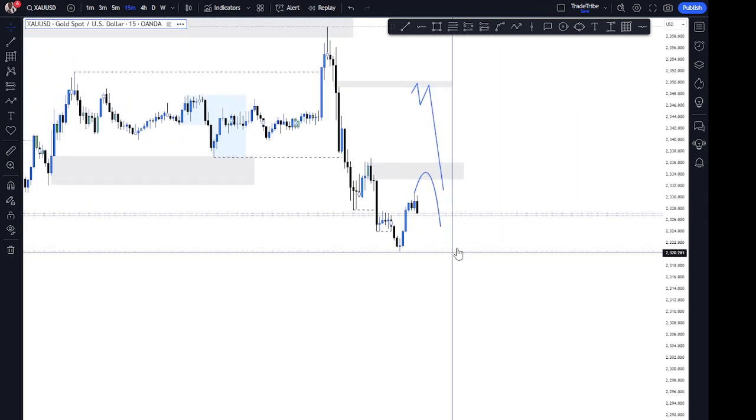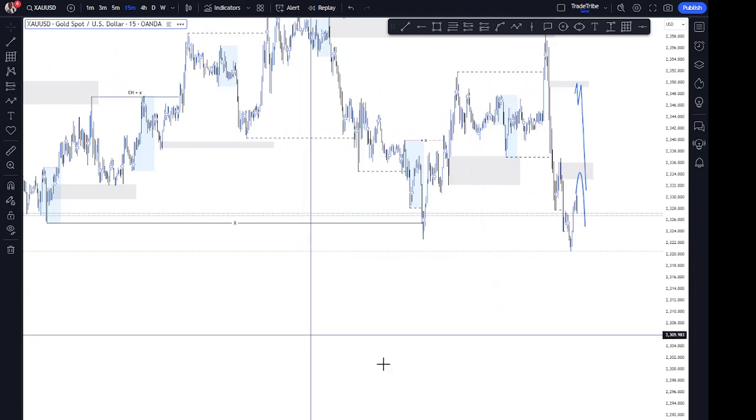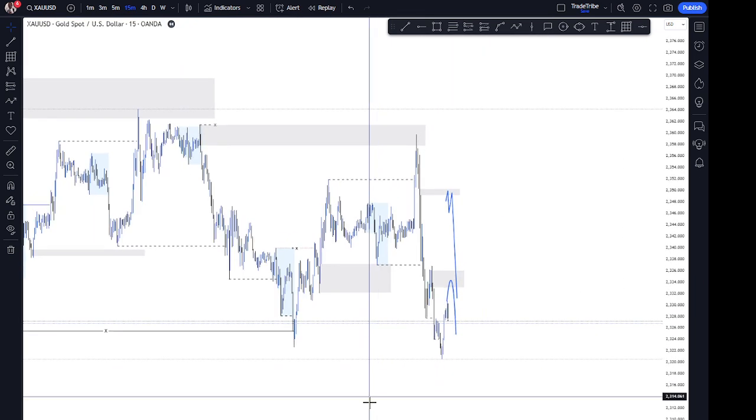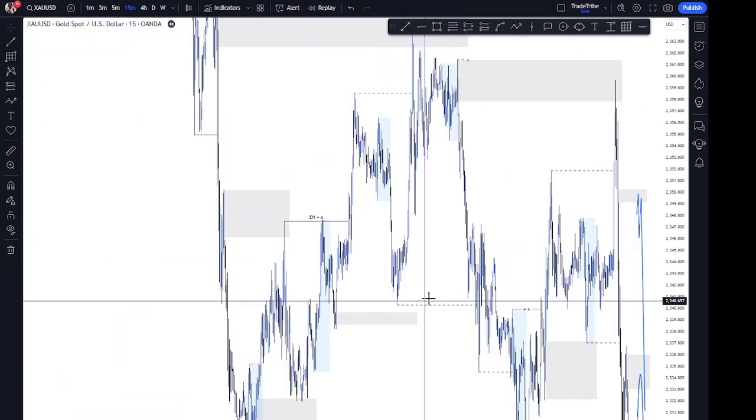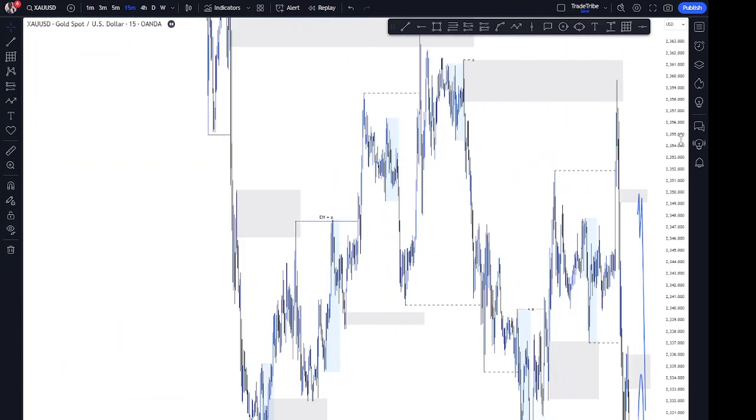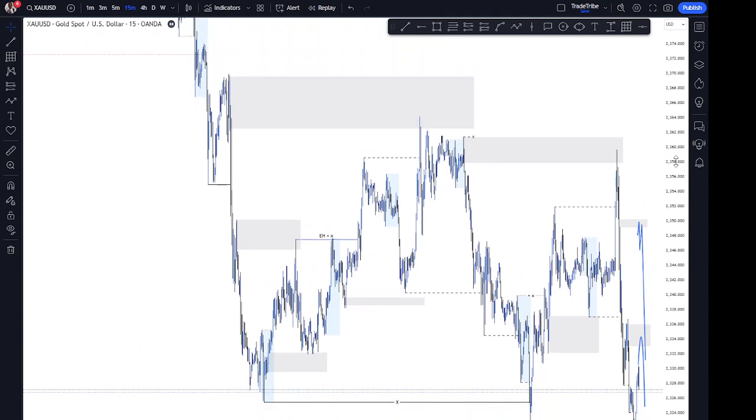Major targets, target 1 is this row here. If things go well, I target other zones down there. So that's it on gold. I have nothing more on gold. So let's go to the trading calendar.